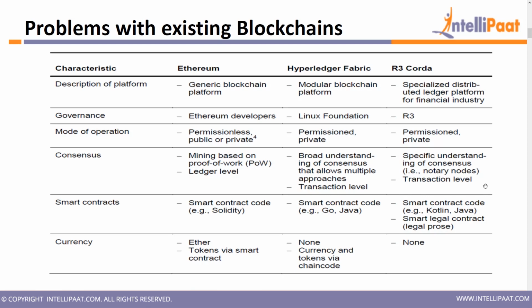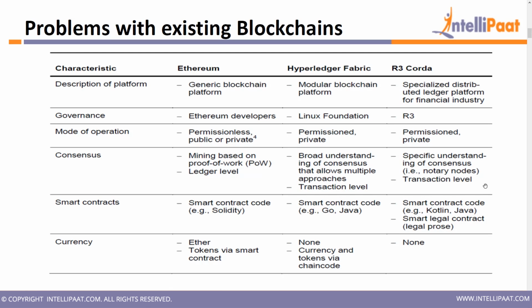You can use proof of work, proof of stake, PoET, PBFT, or any algorithm that suits your business need. You can even write your own logic as well. Then in R3 Corda, there is a specific understanding of consensus, that a notary node is required, and there the consensus algorithms are written the same way. And here again, consensus is done at transaction level only, not ledger level. So when your transaction is happening, the consensus is done at that time itself.